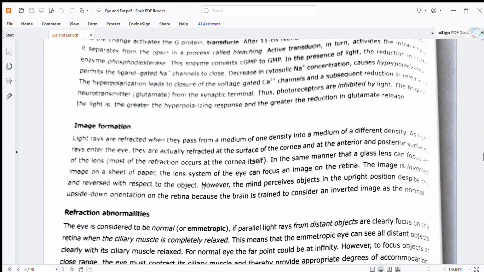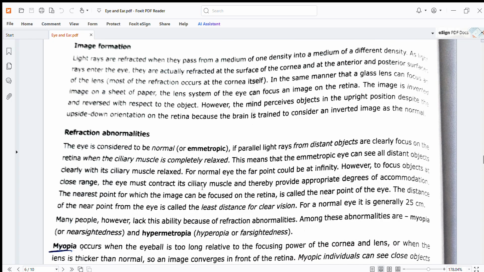Image formation. Light rays are refracted when they pass from a medium of one density into a medium of different density. As light rays enter the eye, they are refracted at the surface of the cornea and the anterior and posterior surfaces of the lens. Most of the refraction occurs at the cornea itself. In the same manner that a glass lens can focus an image on a sheet of paper, the lens system of the eye can focus an image on the retina.